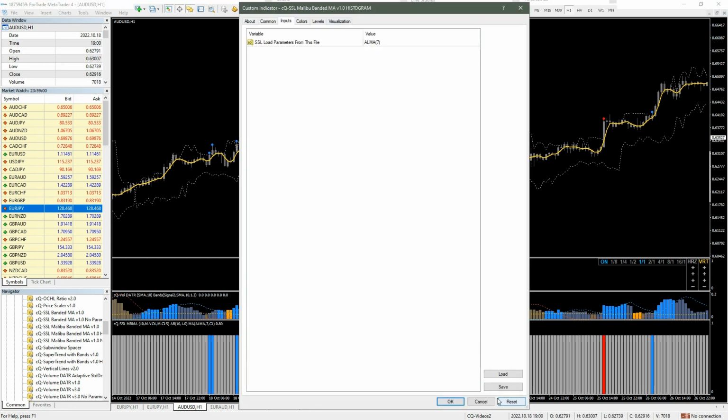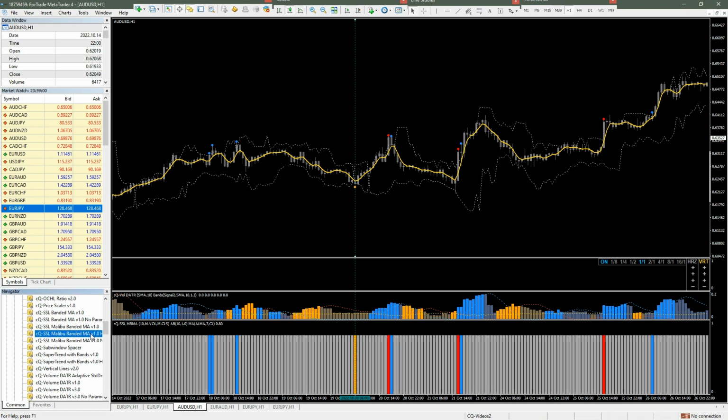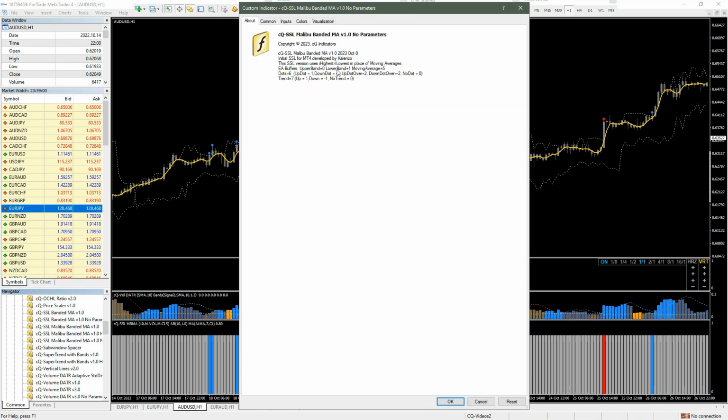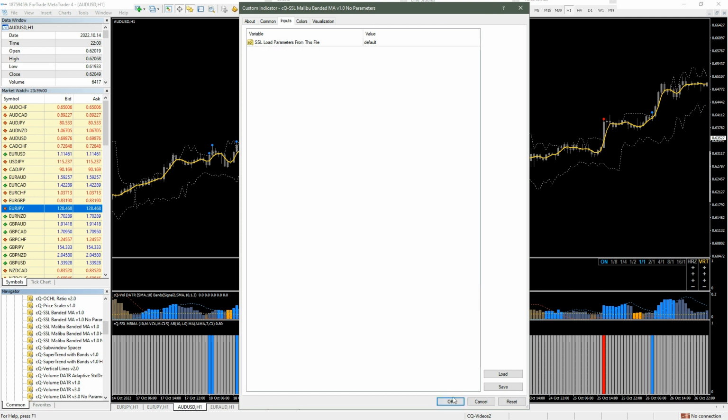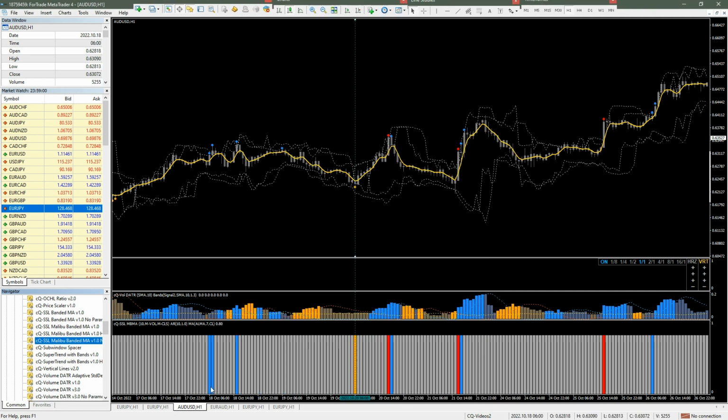And like I said, this is the histogram version, then there's also the no parameters version, but it puts it up here, so you can use either one in the Expert Advisor. It's all up to you, but for the most part, that's it.